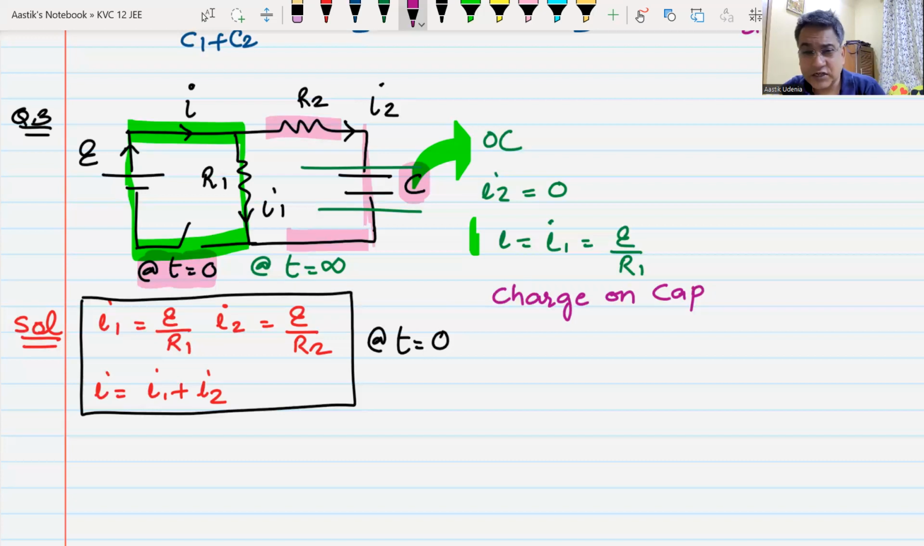You have to find the steady state charge on the capacitor after a long time. I'll again give you 2 minutes. Think about it and give me the answer.